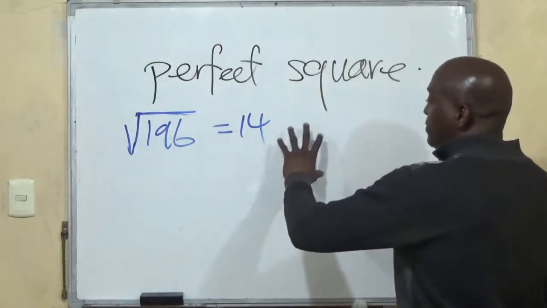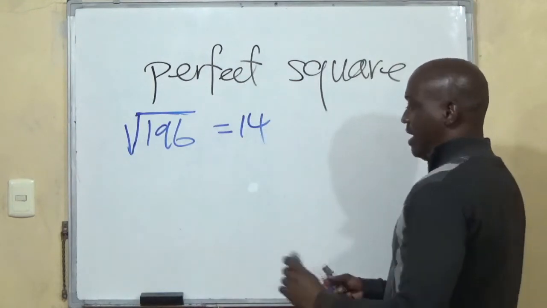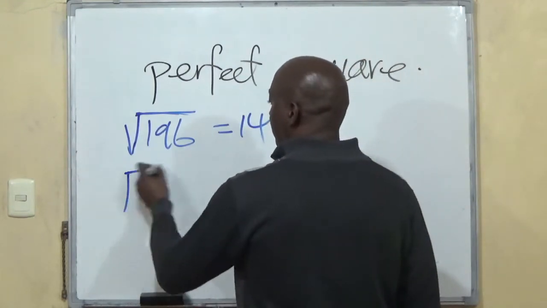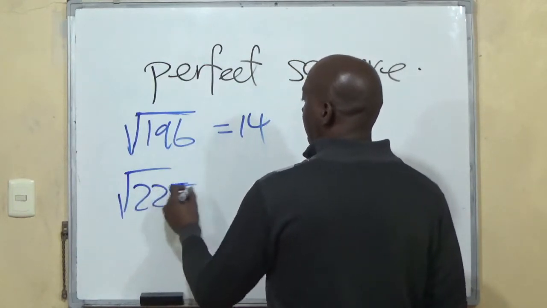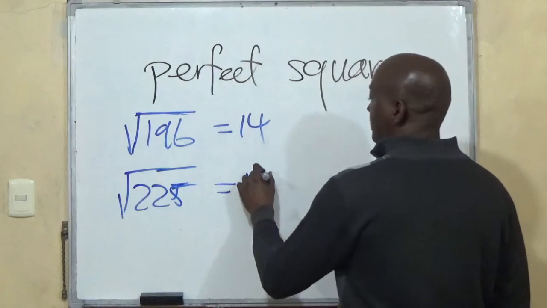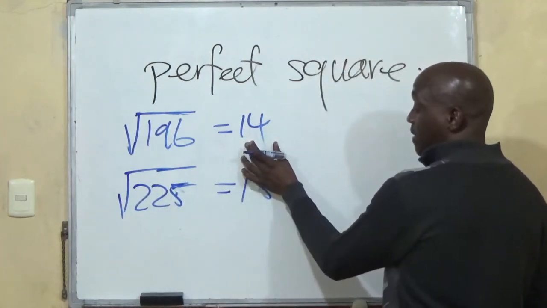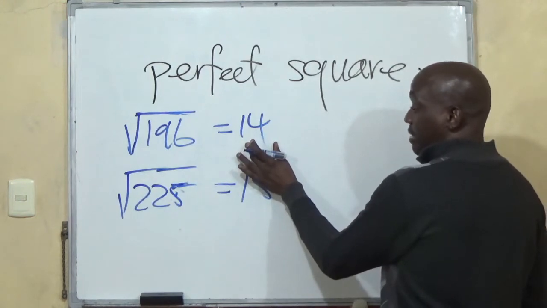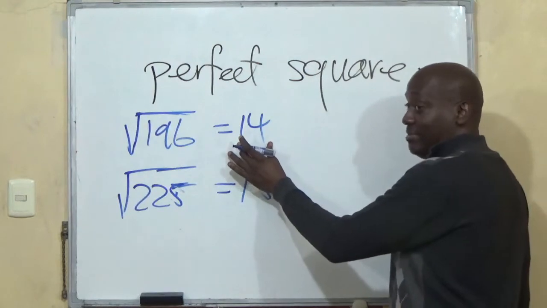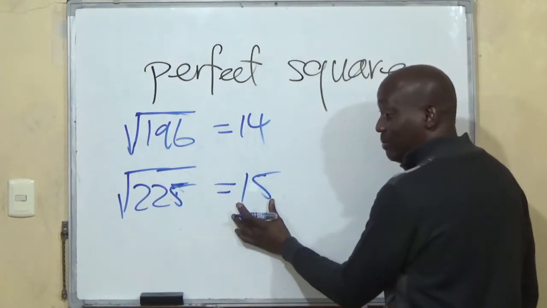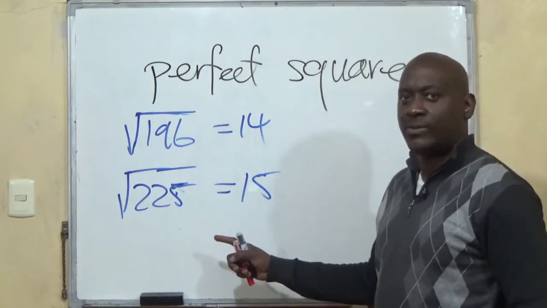Yes, I'm deliberately using numbers beyond the 12. And then if you have, let me say, the square root of 225, the square root of 225 is 15. So you see we can have an even integer, which will be an even rational number, or an odd integer, which will be an odd rational number. Both of these are square roots.